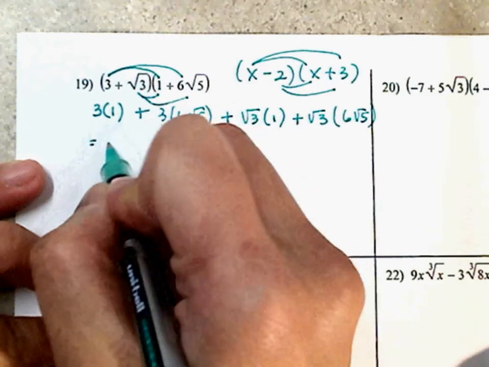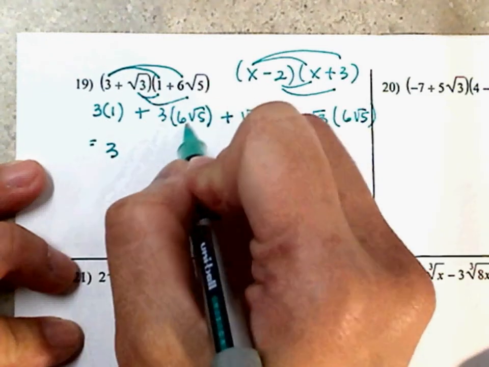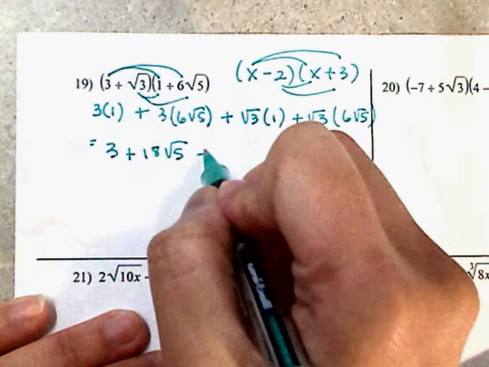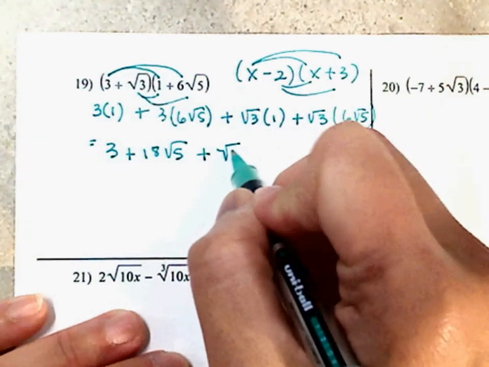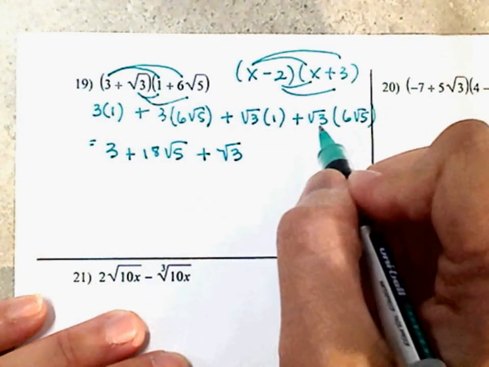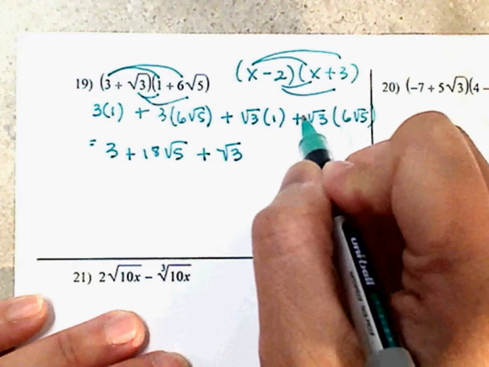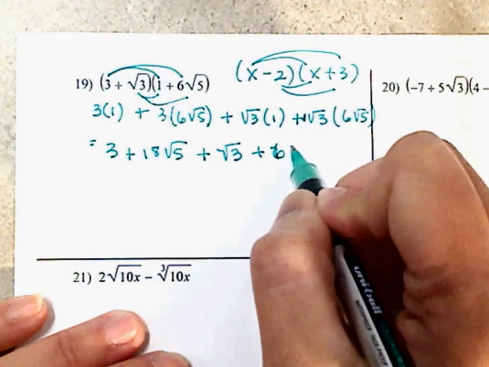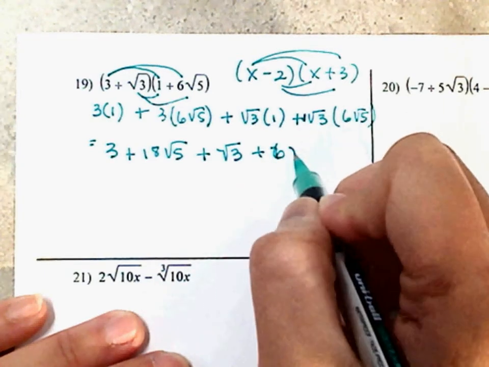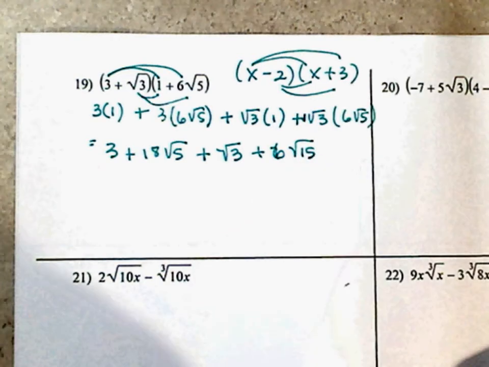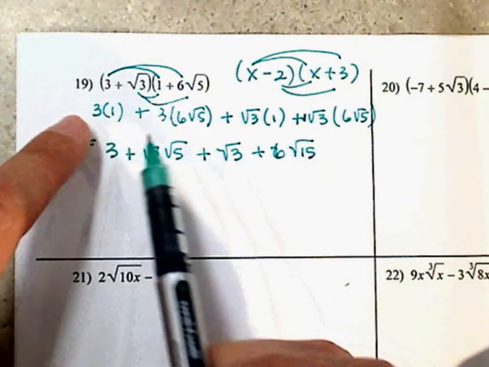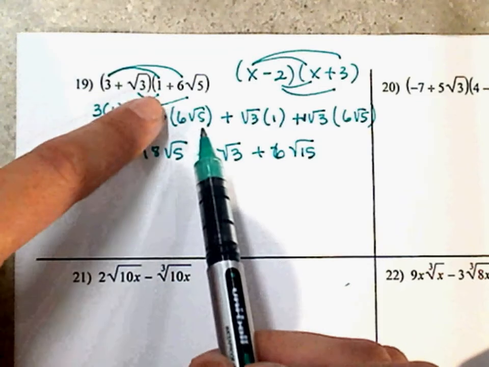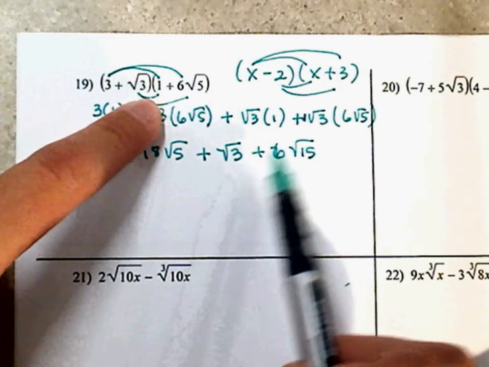Then you have 3 times 1 is 3. 3 times 6, coefficient stays together, bring a square root over. Plus 1 times square root of 3 is square root of 3. Plus, you got 6 times 1, understood 1. So 6. And then square root of 3 times the square root of 5 is square root of 15. Let me check my math. Okay, that's 18 square roots of 5, square roots of 3, 6 square roots of 15.